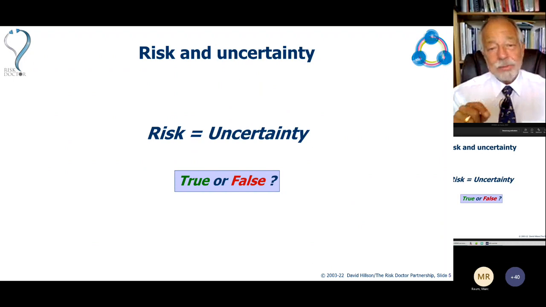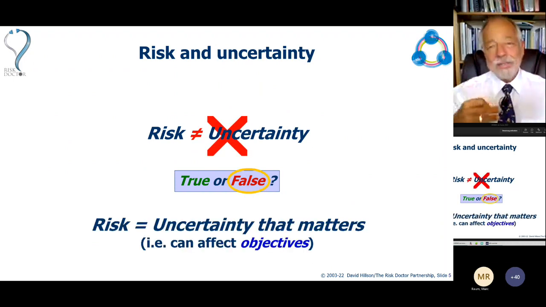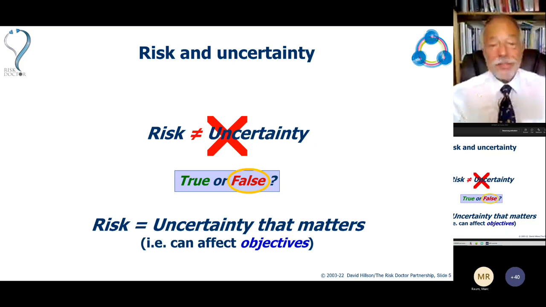So what is the real difference between risk and uncertainty? I use 3 simple words to suggest the difference between these 2 ideas. Risk is uncertainty that matters, because most of the uncertainties don't matter. So how can we filter this huge world of uncertainty and decide which of the uncertainties matter? The answer is that we use our objectives as a filter. Risk is uncertainty that can affect objectives. If it can't affect my objectives, I don't care.